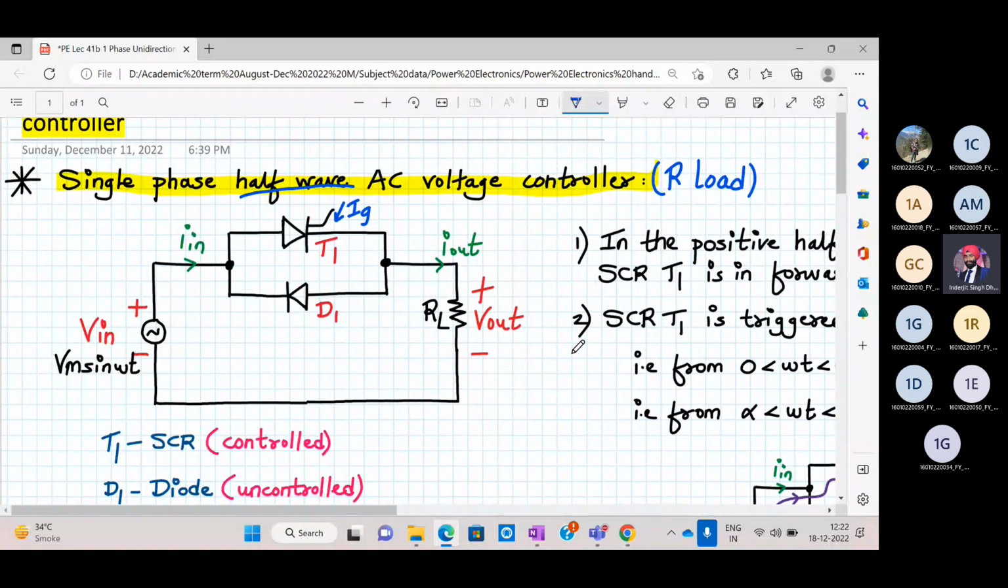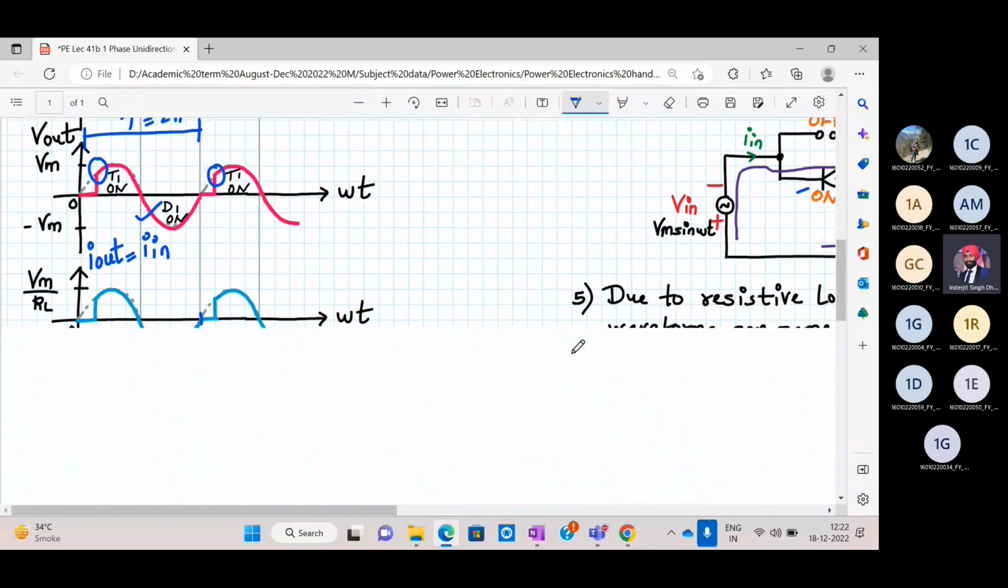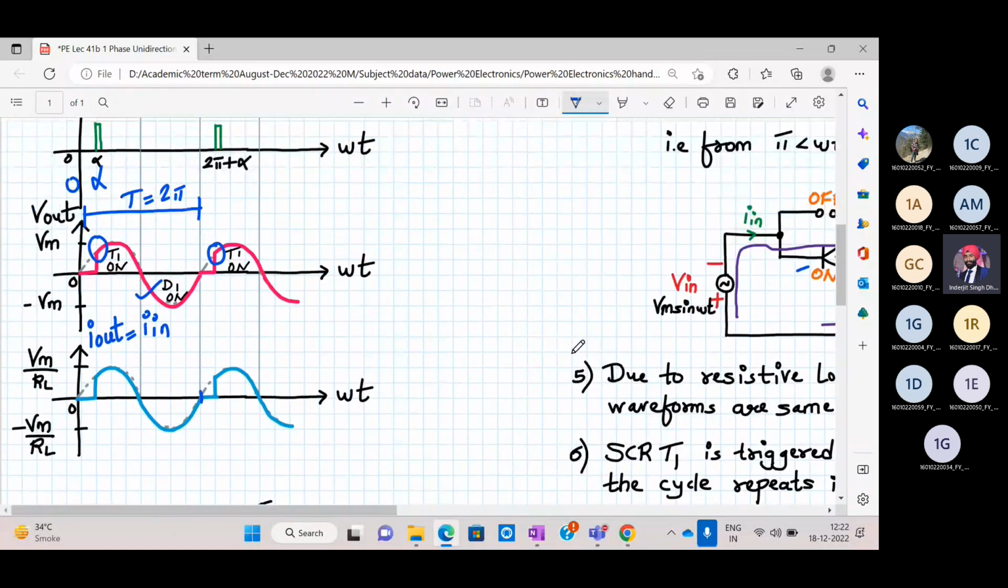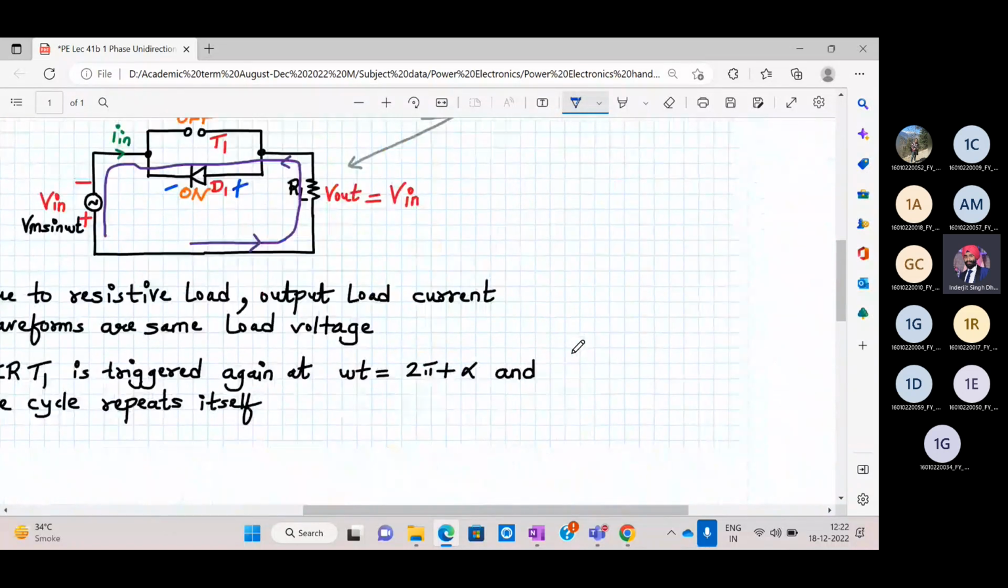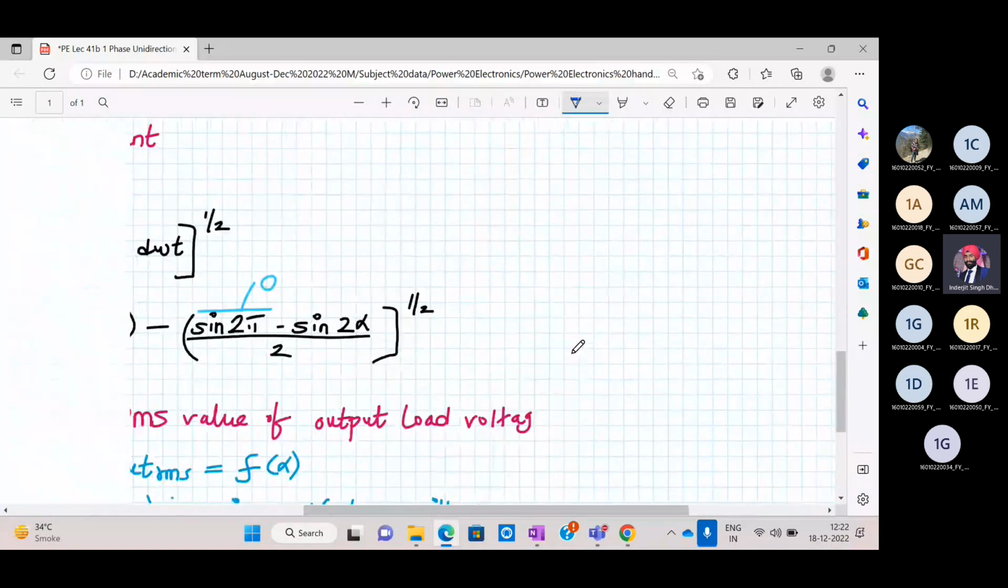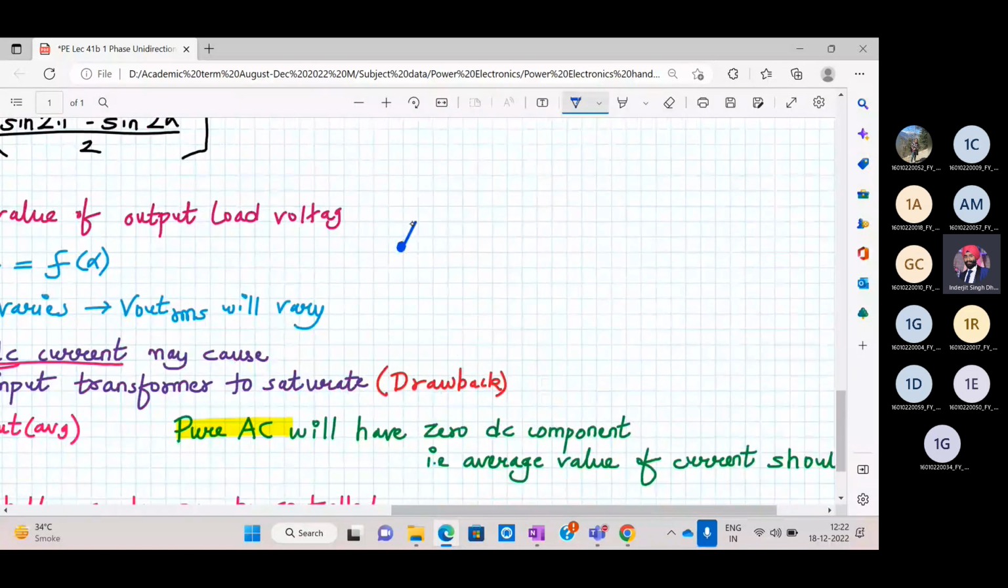Can anyone identify what could be the problem? Okay, the problem is, listen, I'll just explain that. It's an AC to AC converter, right? Whether it's an amplitude control or frequency control doesn't matter. So maybe it's a variable AC.